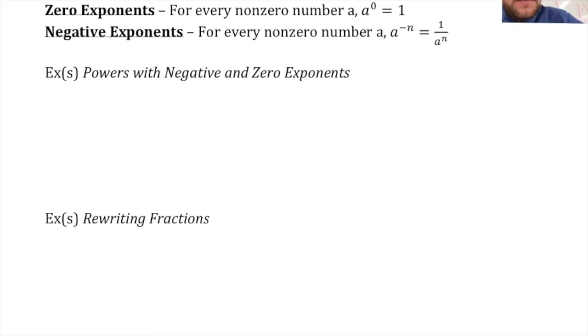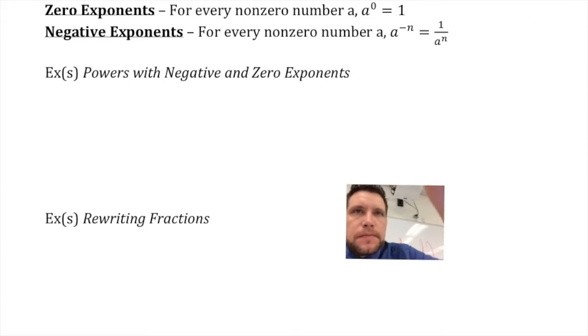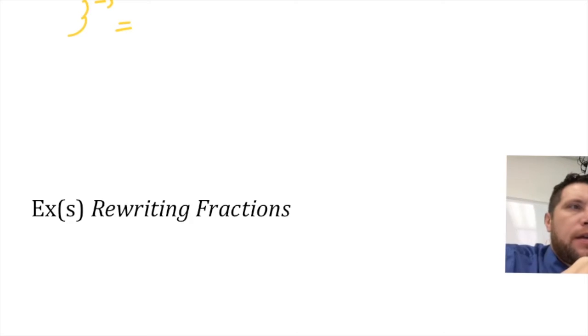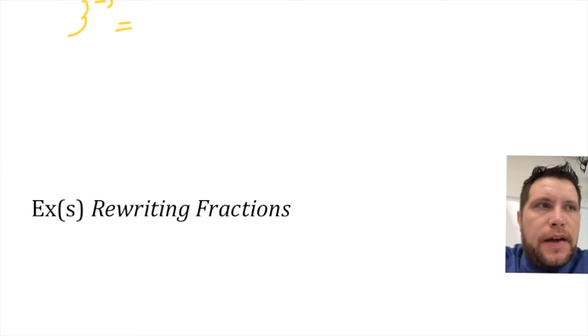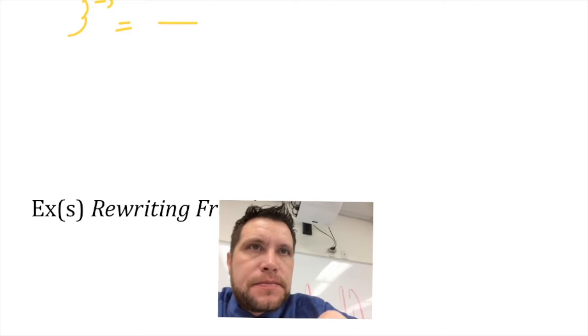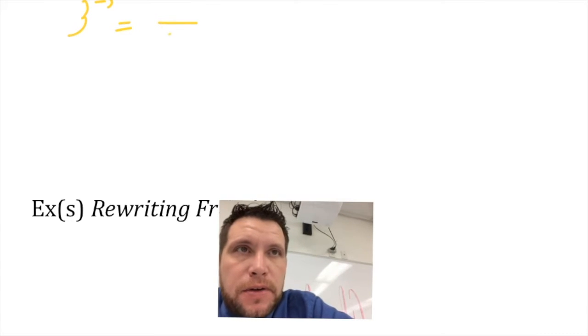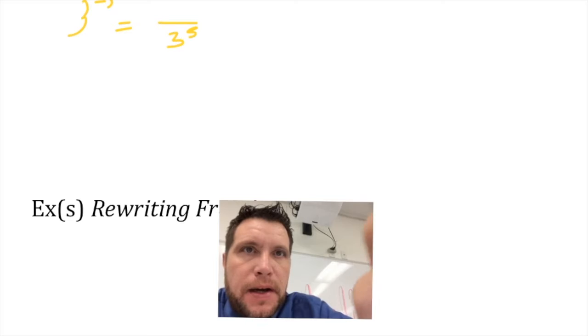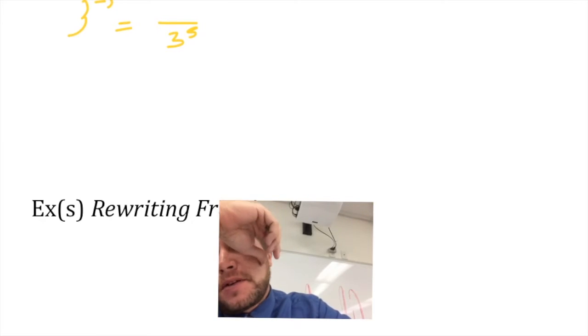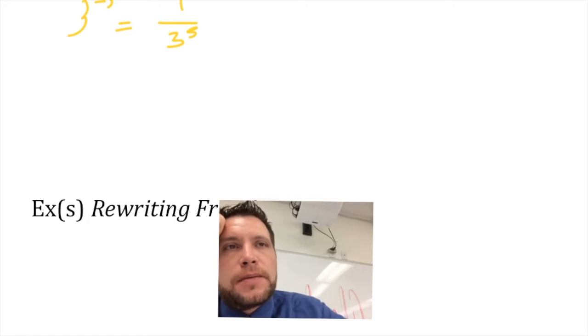Okay, 3 to the negative 5th power. Okay, so this is a negative exponent, so that means we're going to make it a fraction. The entire exponent part goes in the denominator and becomes positive. There was no other number in front of the exponent part, so my numerator becomes a 1.